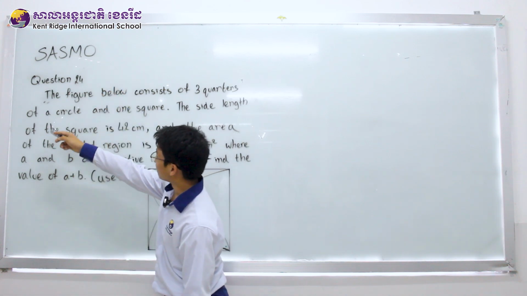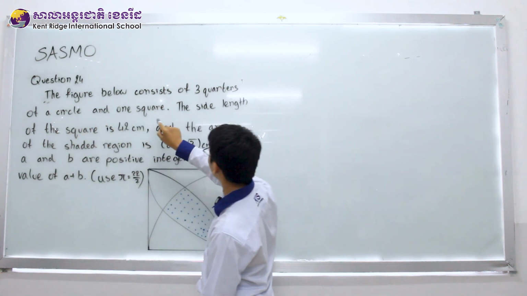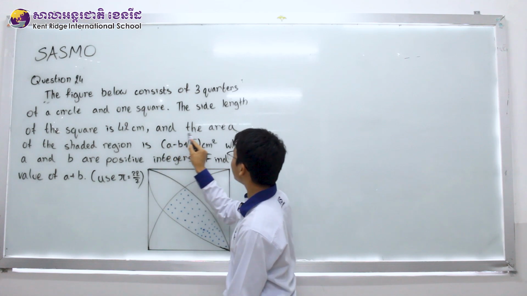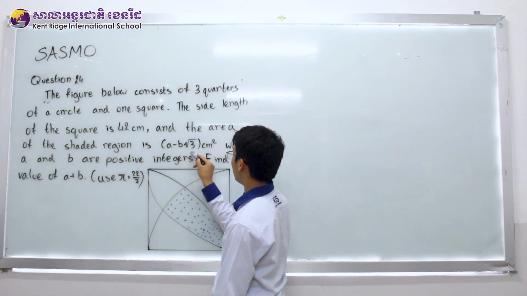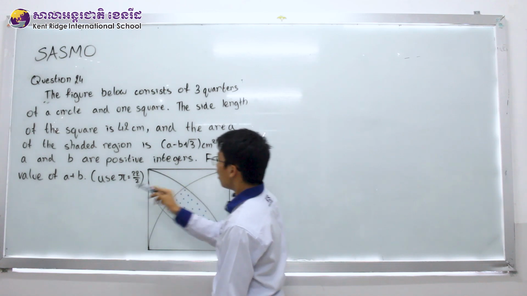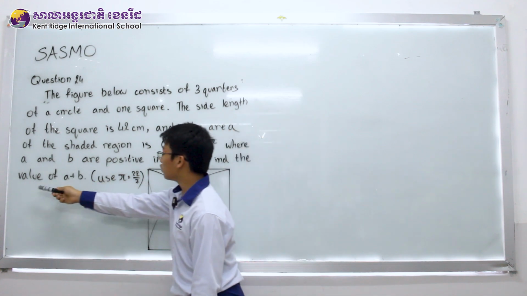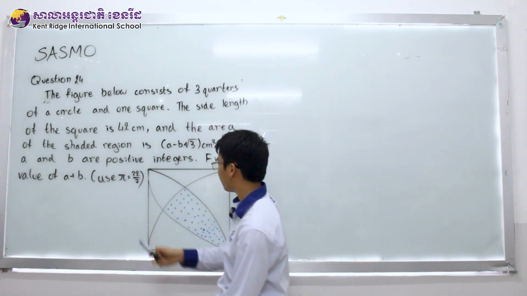So let's start reading. The figure below consists of 3/4 of a circle and 1 square. The side length of the square is 42 centimeters and the area of the shaded region is a minus b square root of 3 centimeters squared, where a and b are both positive integers. Find the value of a plus b. Use pi equal to 22/7.